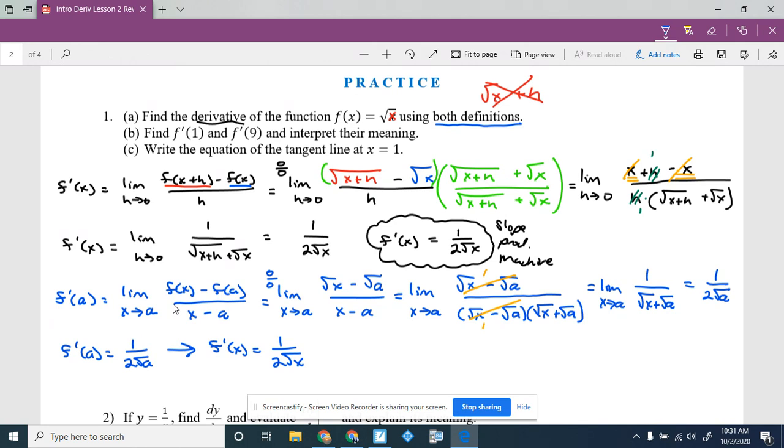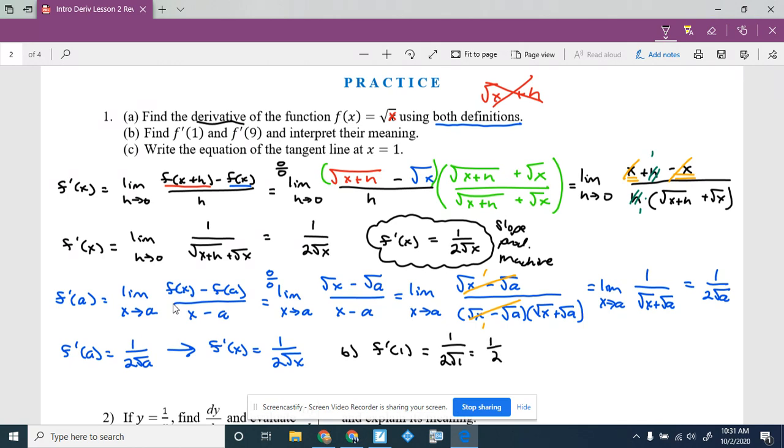Now part B says to go ahead and find f prime of 1 and f prime of 9 and then interpret their meaning. Well, you have the slope producing machine, f prime of x. If you want f prime of 1, you simply put 1 into the slope producing machine. So you get 1 over 2 radical 1, which is just a half.